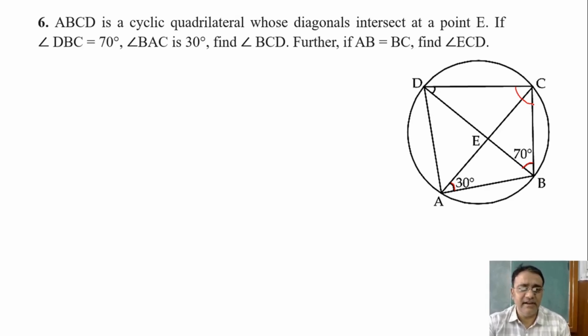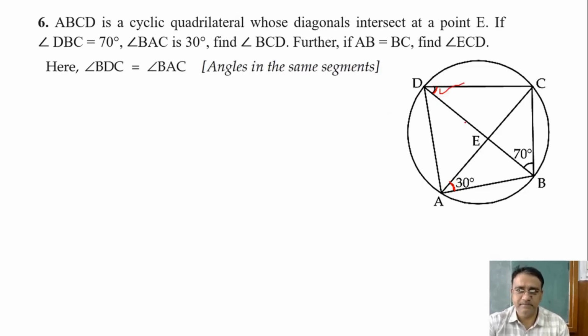So first we will find BDC. First of all, BDC, look carefully, this angle is equal to this angle. Why? Angles in the same segment. Right, angles in the same segment. So this angle is also 30 degree. So we got the value of this angle.